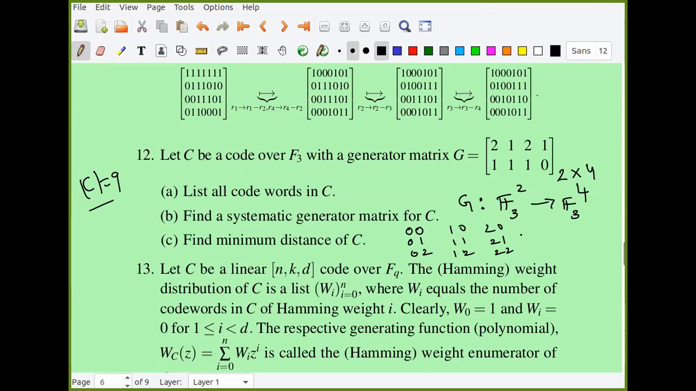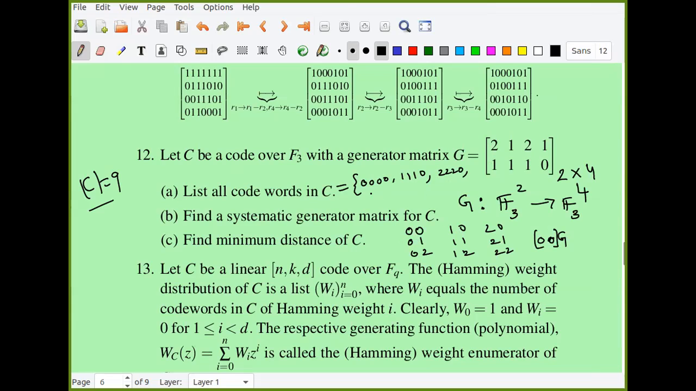So now, how do you get the C now? Consider 0 0 times G, right? Yes, sir. What am I going to get? I'm multiplying this row by 0 and this row by 0 and adding them. So the first one is 0 0 0 0. Then what do you get if you multiply 0 1? The second row, that is 1 1 1 0. Very good. Nice. 0 2 gives 2 2 2 0. Very good.